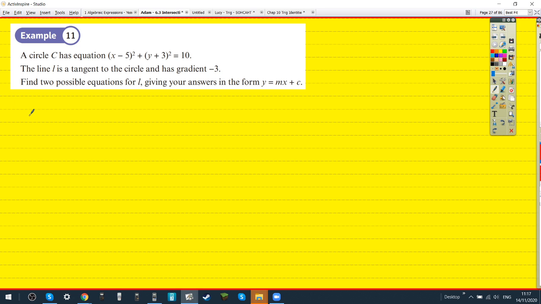So would you use 5 and 3 and put it into y equals mx plus c? What is the center of the circle? It is 5, 3. Why was it not minus 5? Oh, it's the opposite. So it's minus 3. So the center is 5, minus 3. So it'd be minus 3 equals 5m plus c.